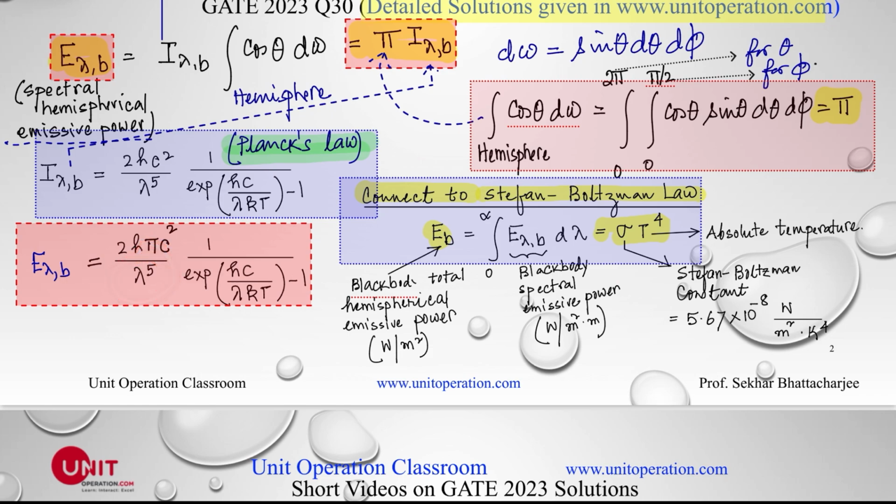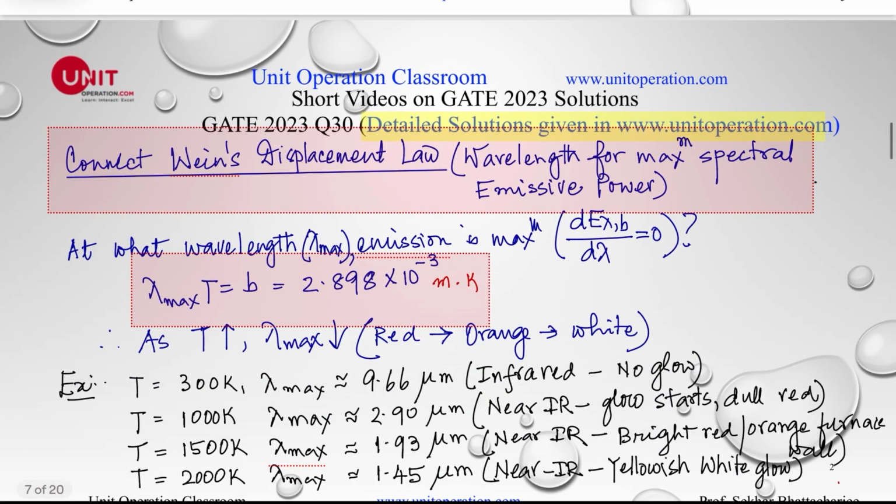Now Wien's law asks the question: what is the wavelength at which we have the maximum spectral emissive power? So basically we differentiate with respect to lambda, and then we get this equation here. Again, this is a wonderful constant, and as you can see, as the temperature of the body increases, lambda max decreases. I'm giving you a very simple example. At 300 K, normal room temperature, this becomes 9.66 micron. This is infrared region, no glow.